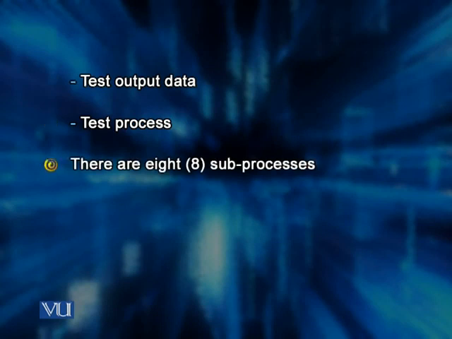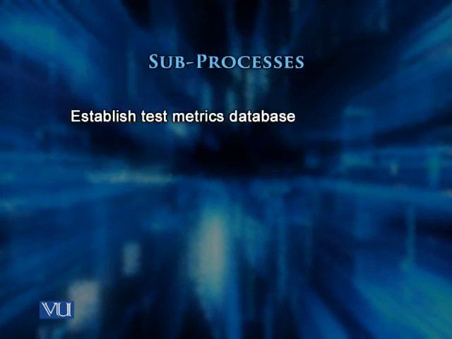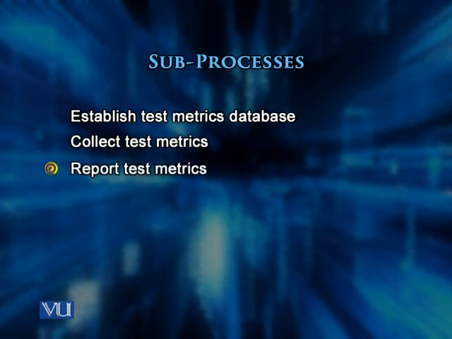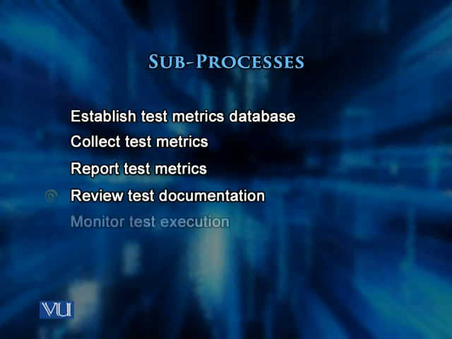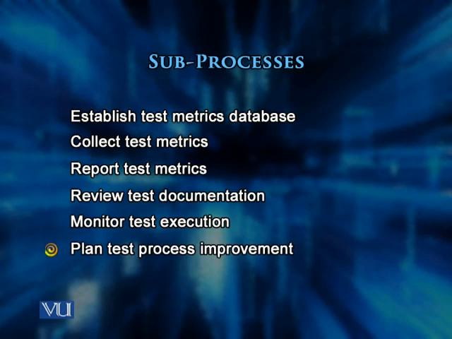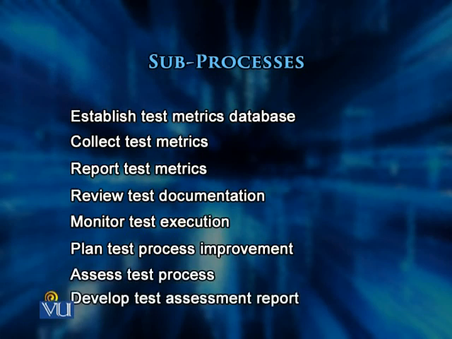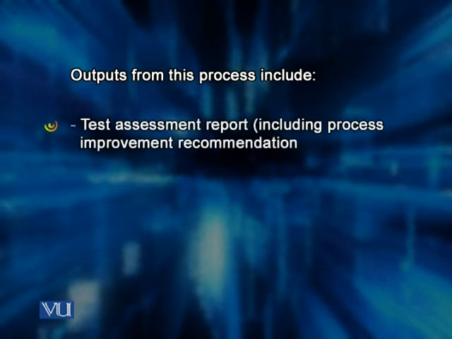There are 8 sub-processes in the monitor test program process. Number 1, establish test metrics database, collect test metrics, report test metrics, review test documentation, monitor test execution, plan test process improvement, assess test process, and develop test assessment report. While the outputs from this process include test assessment report, including process improvement recommendations and any issues that are reported or are raised during this process.